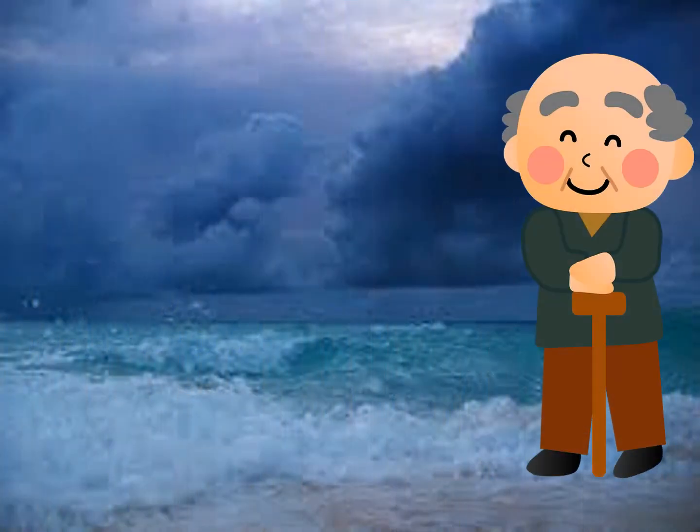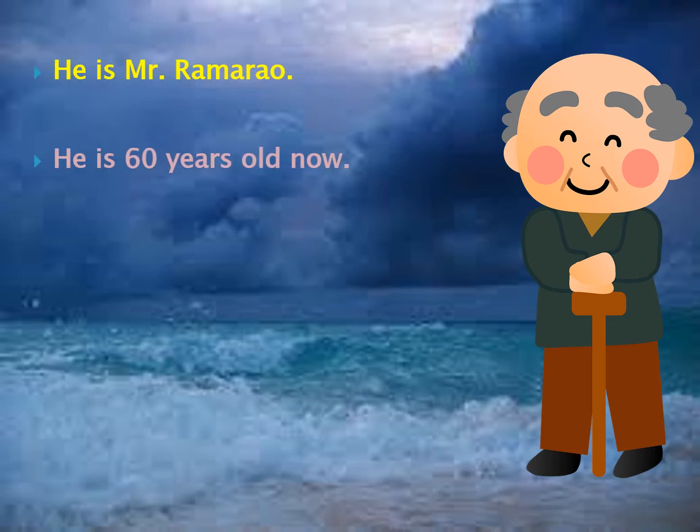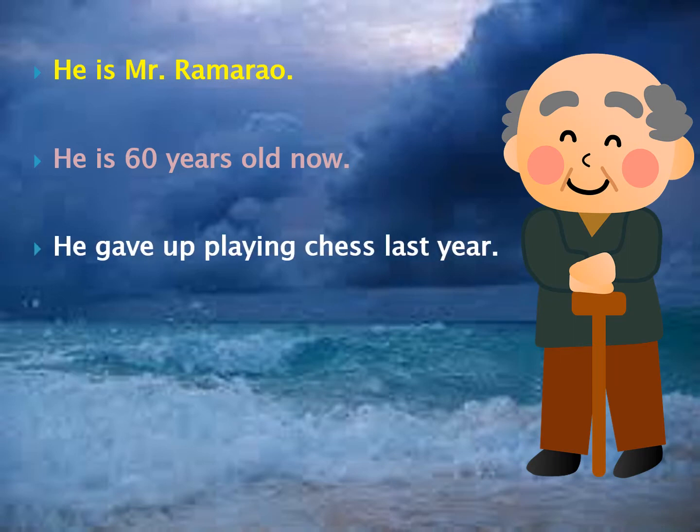Look at the picture. He is Mr. Ramarao. He is 60 years old. He gave up playing chess last year. What is the meaning of gave up? Do you know the meaning of gave up? Gave up means stopped. So we can use stopped in the sentence here. He stopped playing chess last year.